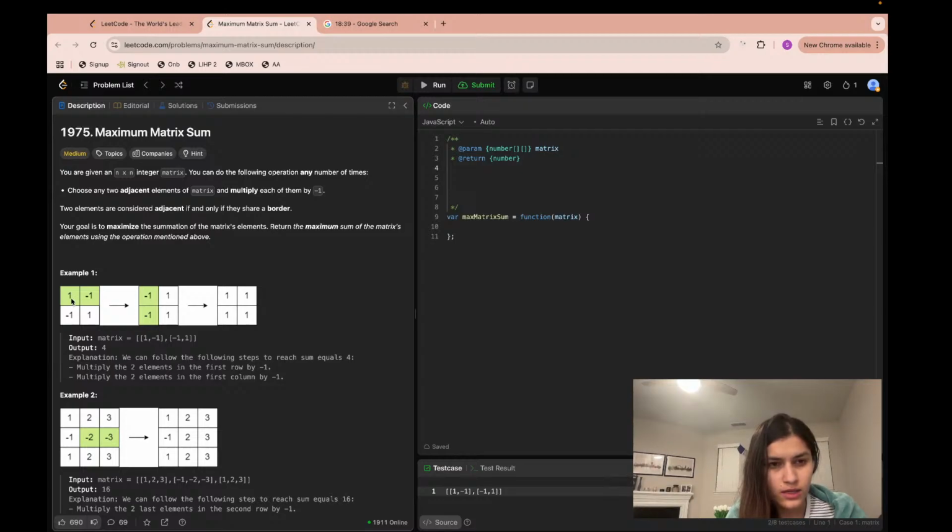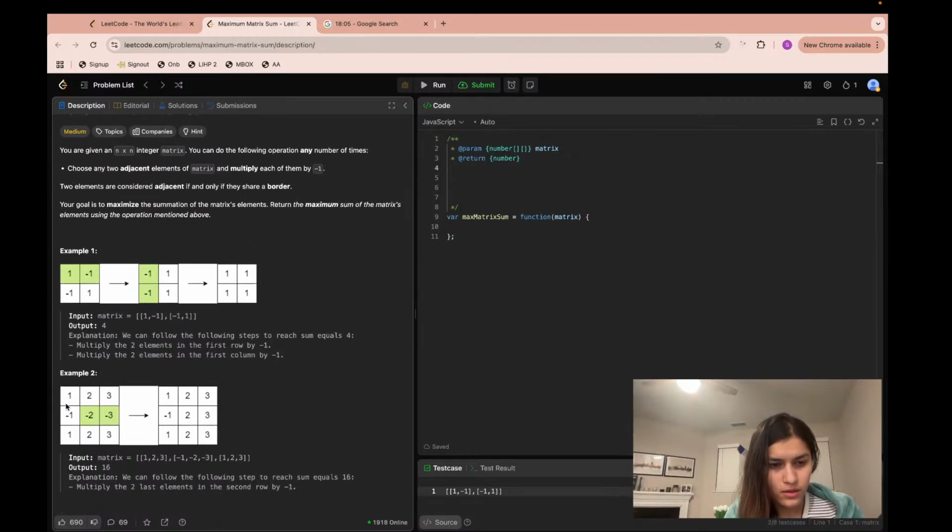So I can take any two adjacent elements of the matrix and multiply them by -1, so -1 and 1, and then again I can take these two and multiply by -1 again. My goal is to maximize the summation of the matrix elements, using the operation mentioned above.